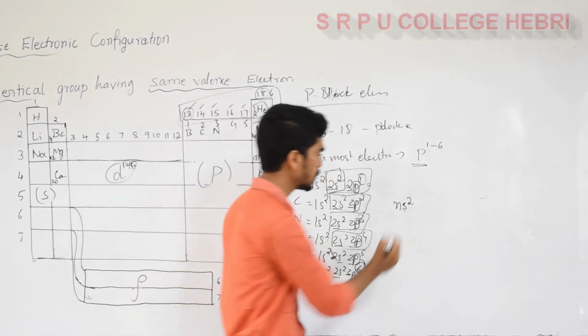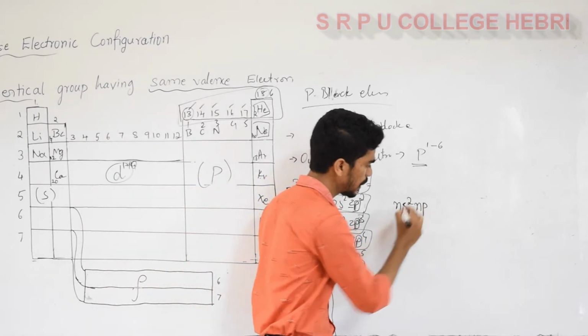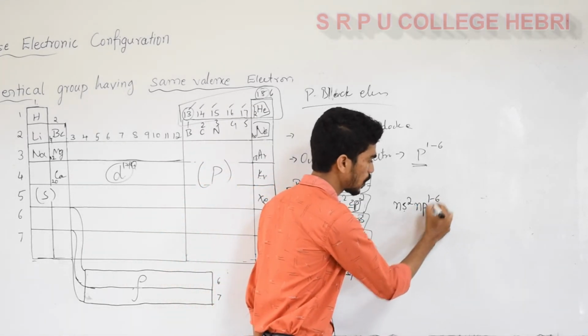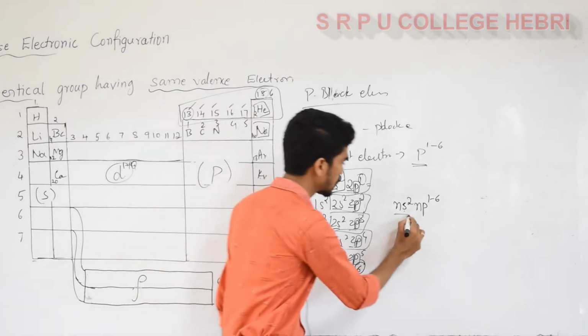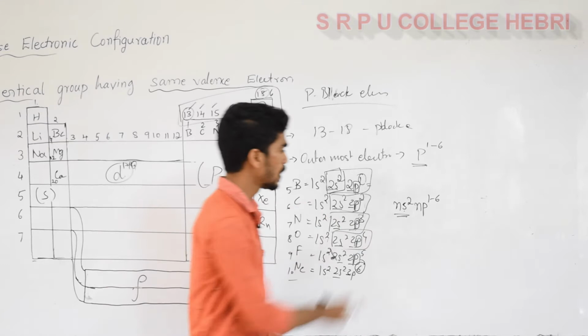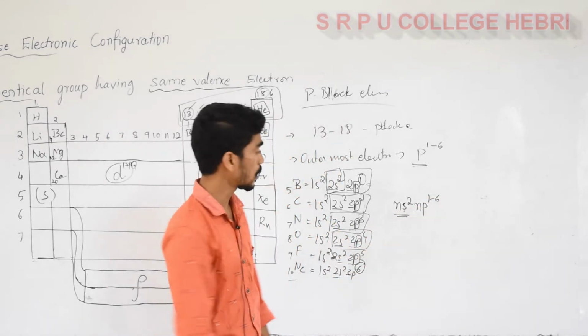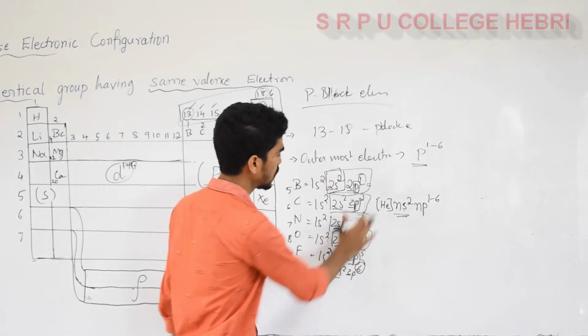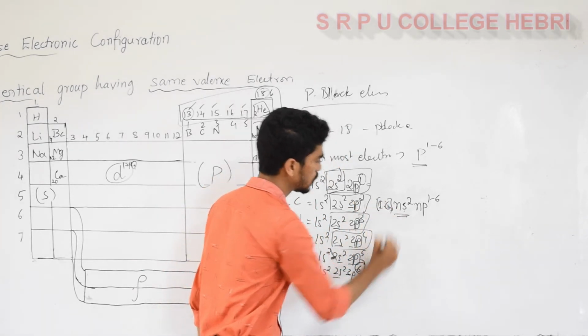But the variation is what? np. So np is the variation. The variation takes place from 1 to 6. So this is nothing but the general electronic configuration of what? P block element, ns2 np6, and this also follows the inert gas configuration. Okay, inert gas configuration, I can write IG.